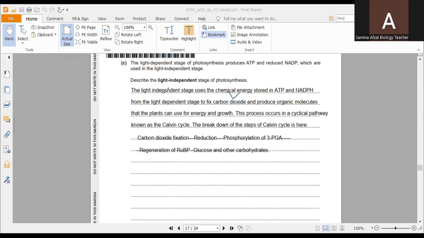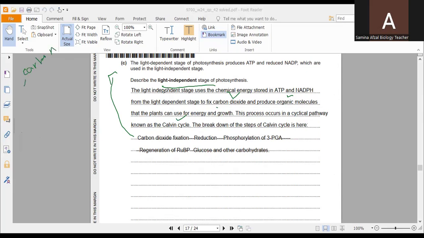Organic molecules, the carbohydrates, which are formed during the process of photosynthesis, so that the plants can use them for energy and growth. This process occurs in a cyclical pathway known as the Calvin cycle. The whole light independent stage is broken down into the steps of the Calvin cycle, which I have written over here. The first is carbon fixation. So what happens during carbon fixation?